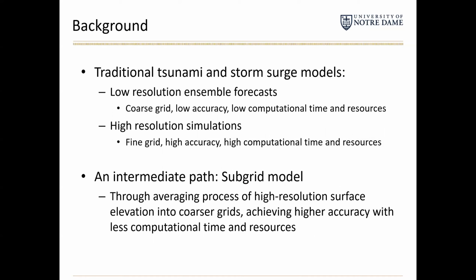An intermediate approach is the SUBGRID model. Through an averaging process of high-resolution surface elevation into coarser grids, the SUBGRID model can achieve higher accuracy with less computational time and resources.